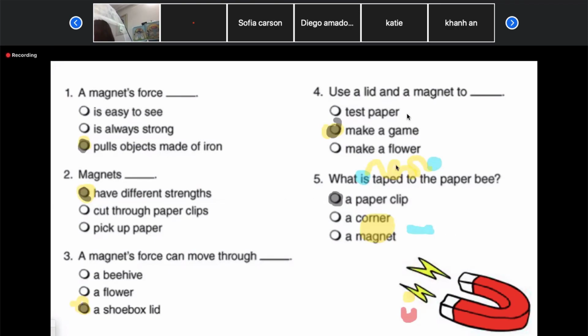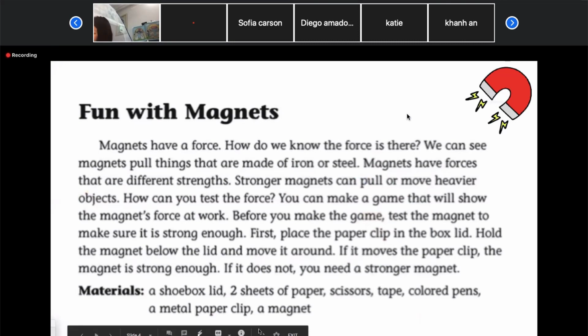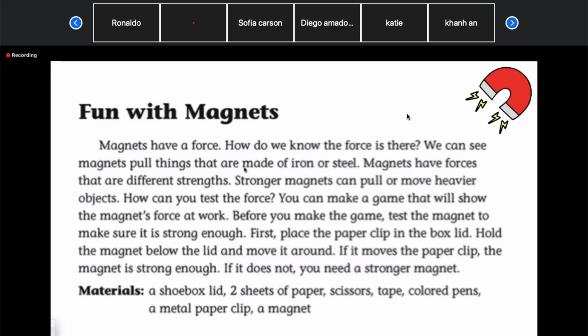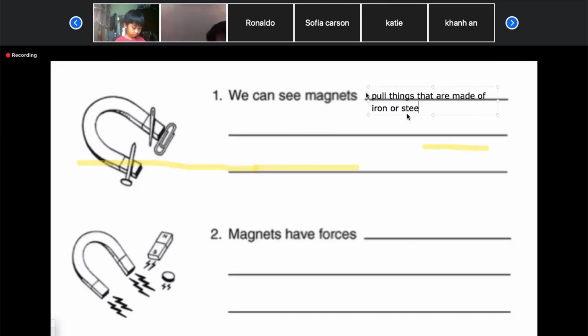Yes. Okay. All right, so we're going to fill out some sentences together using the story. We can see magnets do what? Let's go back to our story. What can we see magnets do? Who has not answered? Courage. We can see magnets do what? Magnets pull things that are made of iron or steel. Very good. So let's write that in our sentence here. You can see magnets pull things that are made of iron or steel.